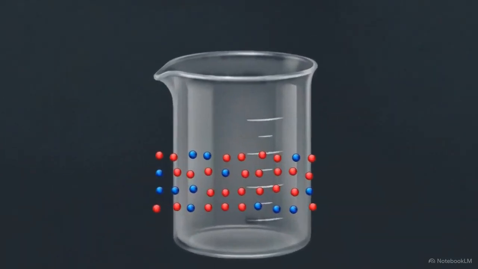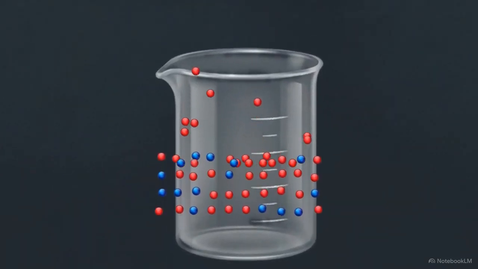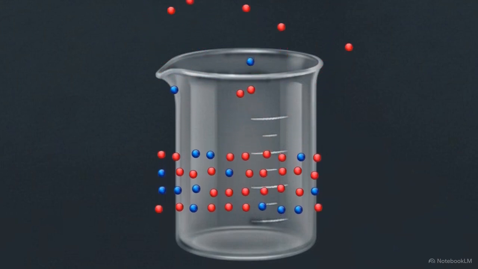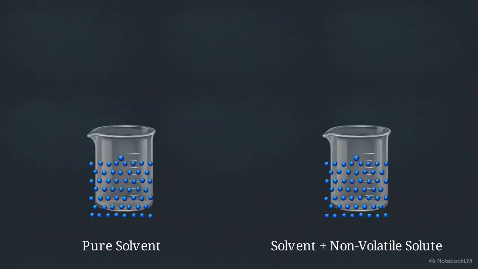Because dichloromethane is the more volatile liquid, it escapes the beaker much faster. The resulting vapor cloud becomes significantly richer in the volatile liquid than the original mixture sitting below it. Consider a different physical system. Instead of mixing two volatile liquids, look at what happens when we mix a volatile liquid with a solid that cannot evaporate, like stirring sugar into water.